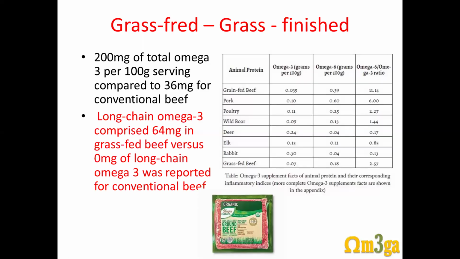Or most of it. So in this table, you can see how grain-fed beef is very high in omega-6 to 3 ratio versus grass-fed, 2.5 to 1. So the absolute amounts of omega-3 go up, and your omega-6 goes up and omega-3 goes down.